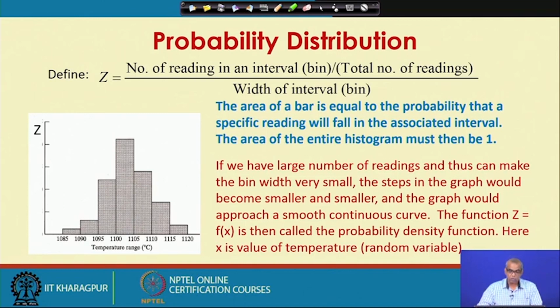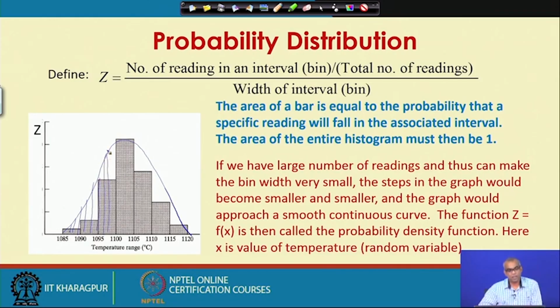The function z equal to f(x) is then called the probability density function. Here x is the value of the temperature, which is being considered as a random variable. So, what I mean is, if I now consider these bins very small, then perhaps you can have a continuous distribution like this. But before that, you have these very small bins throughout.